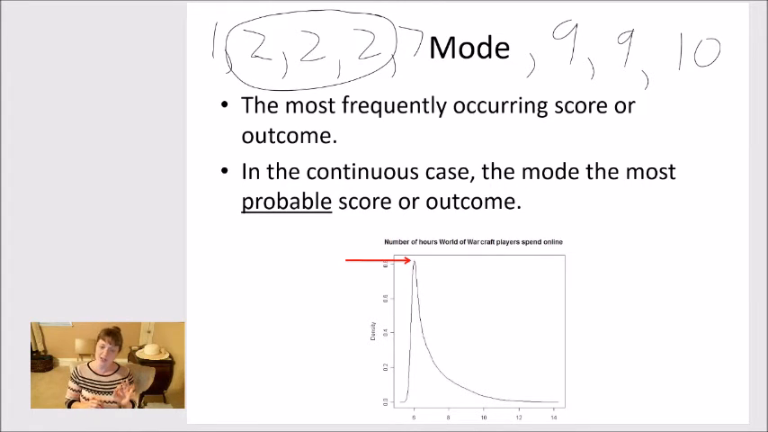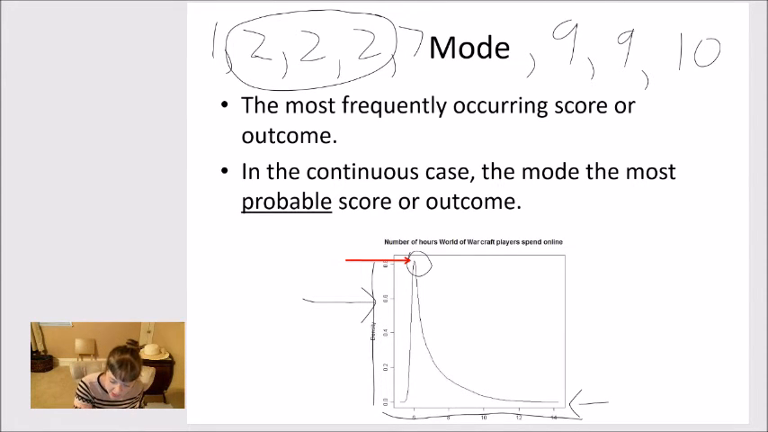But if you have continuous data, in order to figure out the mode, you're going to have to look at a density plot. Remember density plots? Where you have your scores along the x-axis, and you have how probable those scores are along the y-axis. Remember, the x-axis is horizontal, the y-axis is vertical. Well, here I can identify what the mode is because I find the peak. I find the number that is the most probable.